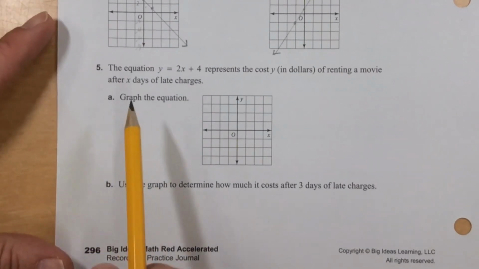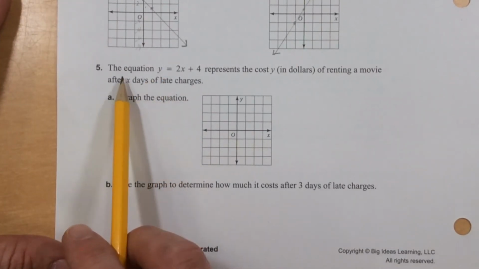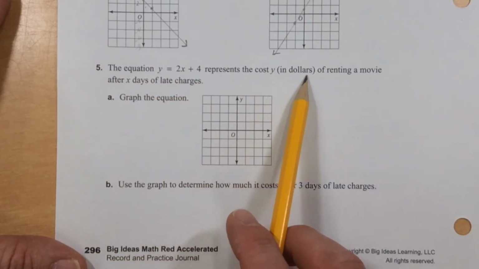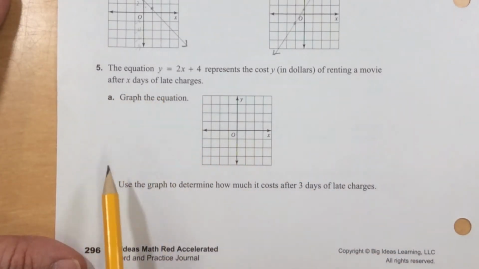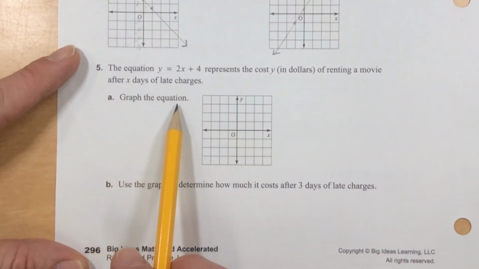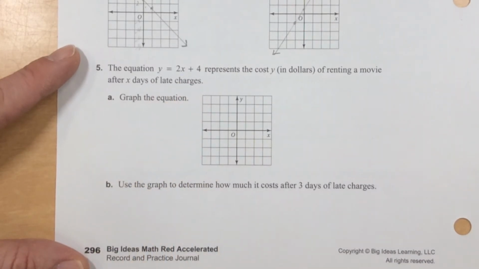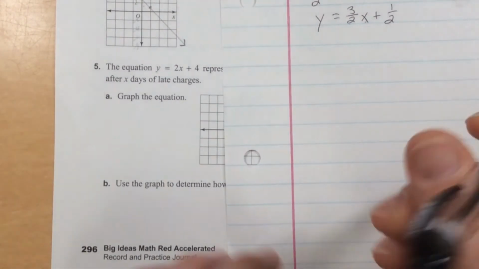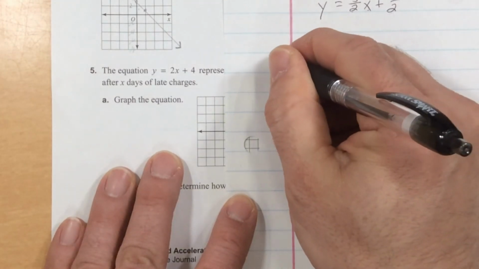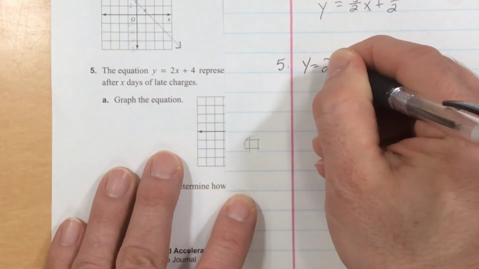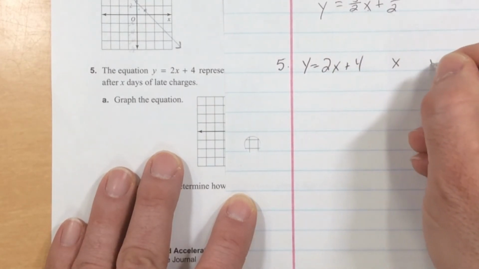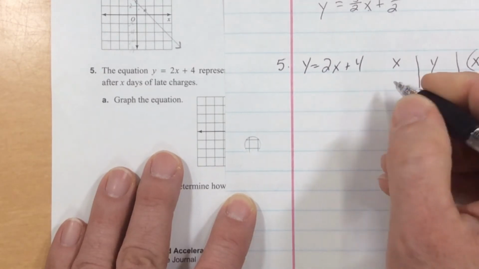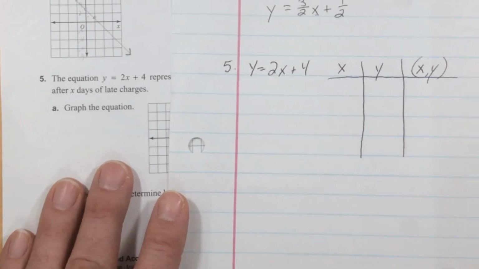Well, on this last problem, it's already solved for us in terms of y. So the equation y equals 2x plus 4 represents the cost, y, in dollars of renting a movie after x days of late charges. So graph the equation. So first I'm going to make my x, y table. So for number 5, y equals 2x plus 4.